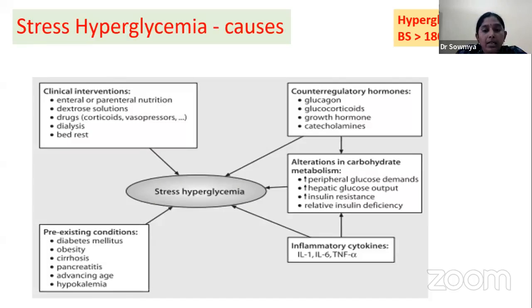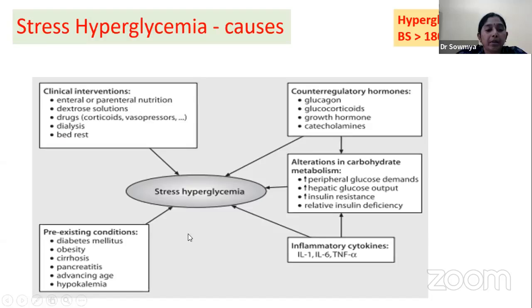These counter-regulatory hormones alter carbohydrate metabolism by increasing peripheral glucose demands and hepatic glucose output, and they increase insulin resistance, causing relative insulin deficiency as well. Even the inflammatory cytokines which are released during stress, like IL-1, IL-6, and tumor necrosis factor alpha, also contribute to stress hyperglycemia.